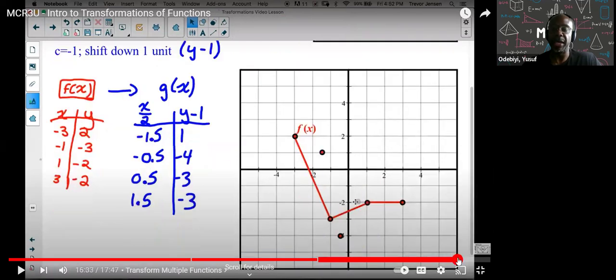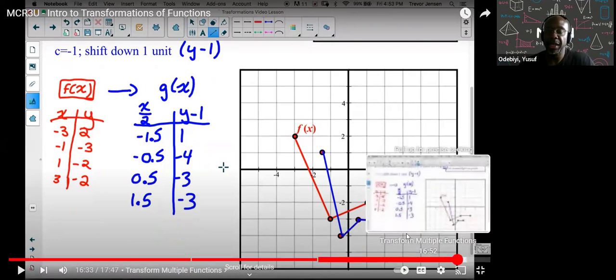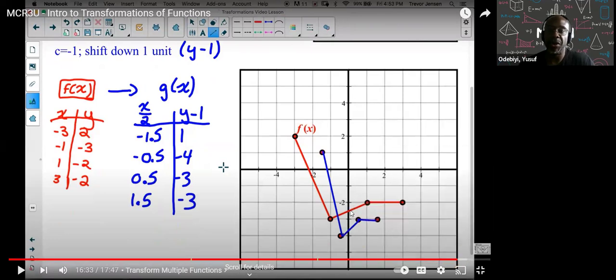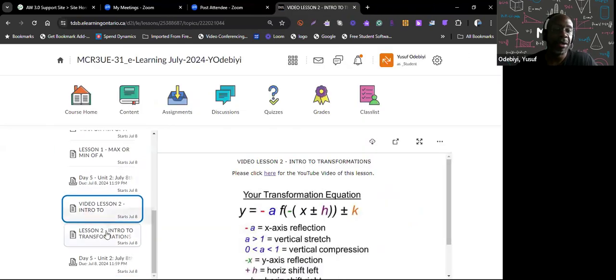So let's look at the plot. There you go. You see that? And that is the end there. Okay, so you can see it compressed horizontally, it got squished, and it moved down by 1. I believe that is the end of that video, and I believe we're done with our lessons.